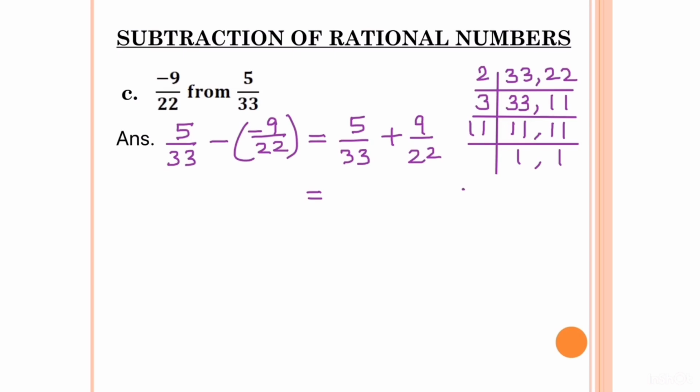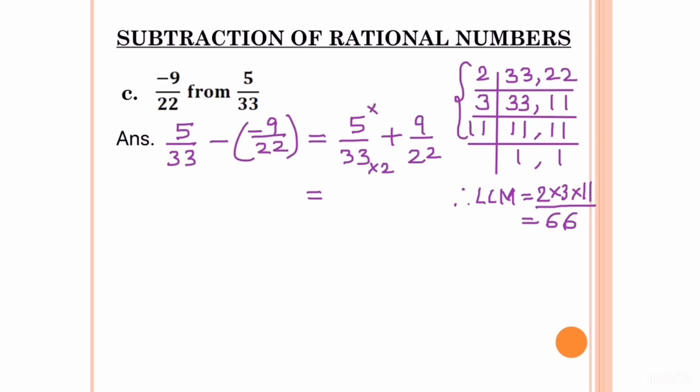Therefore, LCM is equal to, multiplying these factors, 2 times 3 times 11, which is equal to 2 times 3 is 6, 6 times 11 is 66. Therefore, LCM is 66. Now we will multiply the denominator by a suitable number so that the product obtained is equal to the LCM, that is 66. So 33 times 2 is 66.